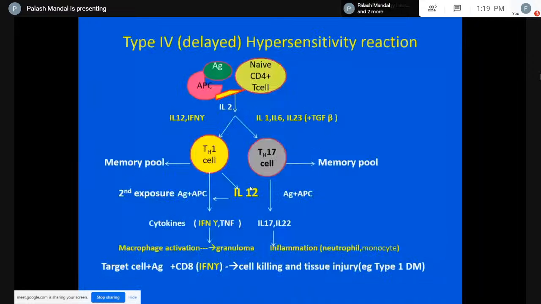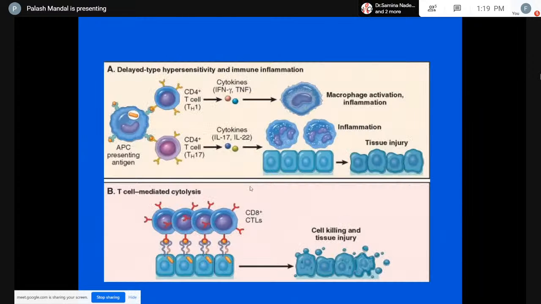Now coming to the type 4 hypersensitivity reaction, the delayed type of hypersensitivity reaction, more important because it is related to a very important disease, that is tuberculosis. Whenever we do testing for tuberculosis through the Mantoux test, the skin reaction or the tuberculin test, that reaction is elicited by this delayed hypersensitivity reaction on our skin. So please remember this because this is very important.